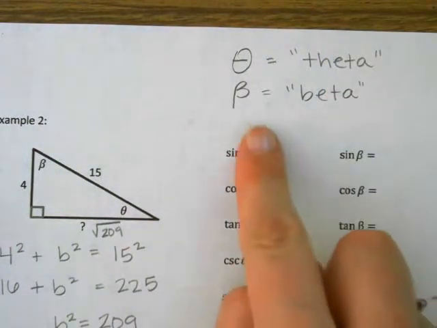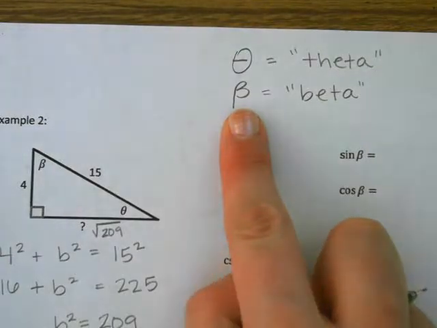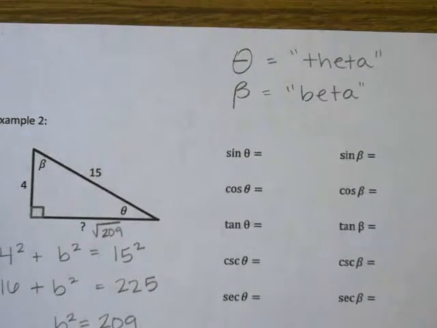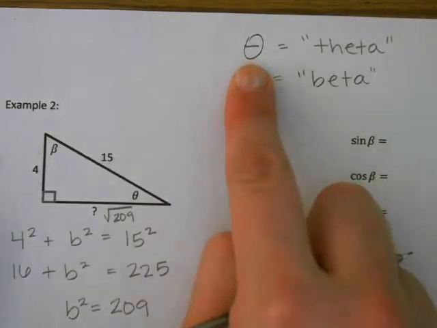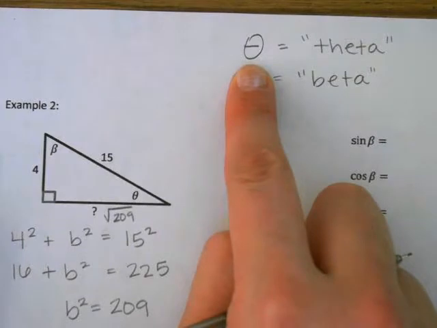Do not turn this into a capital B. It's got to stay beta. We're going to use Greek letters. You got to get used to them because they happen a lot. The higher up you get in math, the more they start to use other letters from other alphabets to represent things. When you deal with trig, theta is a very common variable. You got to get comfortable with it.